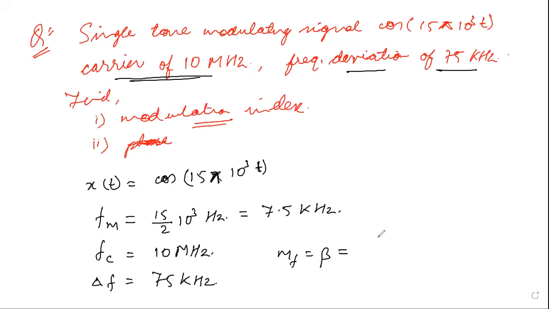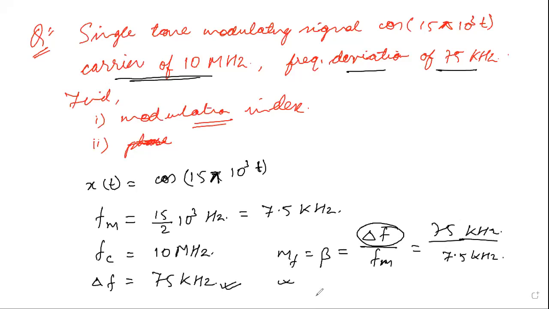What we know is that this is del F by Fm. And what is the del F? Del F is already given, 75 kilohertz. We do not need to calculate this because it is already given, and Fm we have as 7.5 kilohertz. So we have calculated the value of modulation index. What will be my value of modulation index here? It will be much greater than 1. So what is the value? Is it 10?